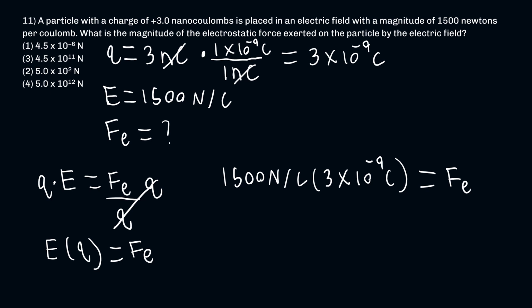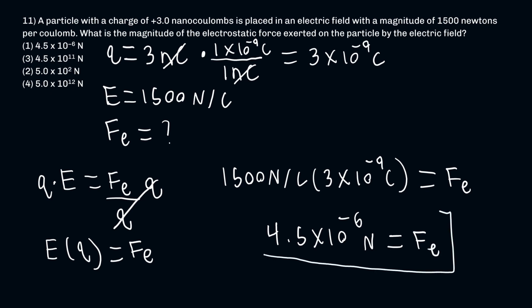And you're going to end up with 4.5 times 10 to the negative sixth. And you should have your units now as newtons because it is a force, and the coulombs end up canceling out because you have coulombs on top, coulombs on the bottom. That is going to be equal to my electrostatic force, Fe. So that is going to be answer choice 1, 4.5 times 10 to the negative 6 newtons.